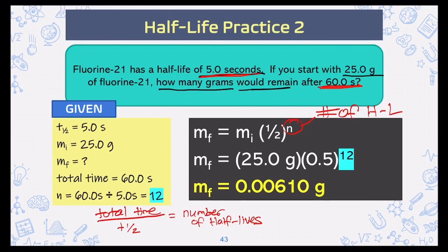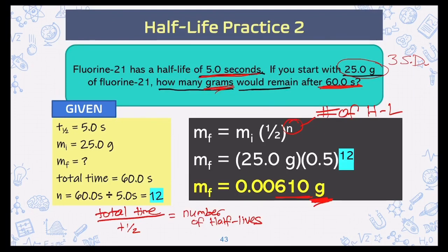So hopefully you got 0.00610 grams as your final answer. Don't forget to label your answers. The question's asking for grams, so that's how we know to put grams as our answer's final label. And notice the number of digits: 25.0 grams is the value given to us. So that's 3 significant digits given to us in the value for mass, and since we're solving for mass, we will also stick with the 3 significant digits there.